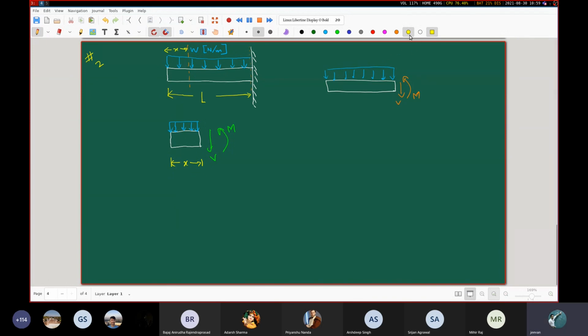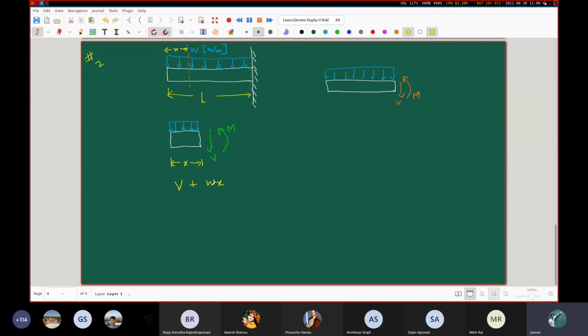So let's quickly finish the force balance. What is the force balance? Tell me. V plus W into X. Yeah, please understand that this is plus. This is very, very important. So this is V plus W into X.